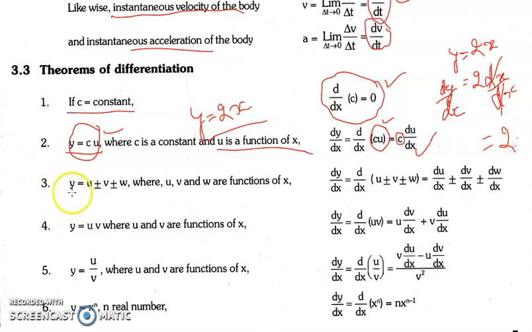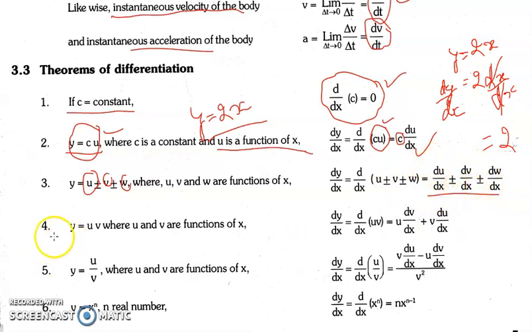So the third case is if y is a sum of 3 functions, u, v and w. What we'll do is simply differentiate these three separately, and then we'll get our answer. Means d by dx of u plus minus v plus minus w means du by dx plus minus dv by dx plus minus dw by dx.